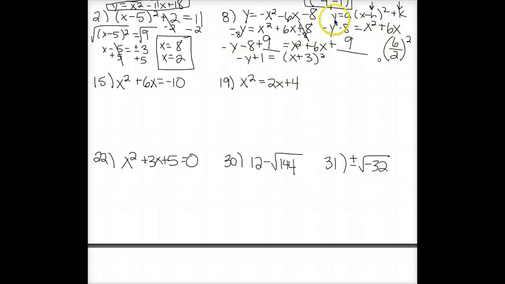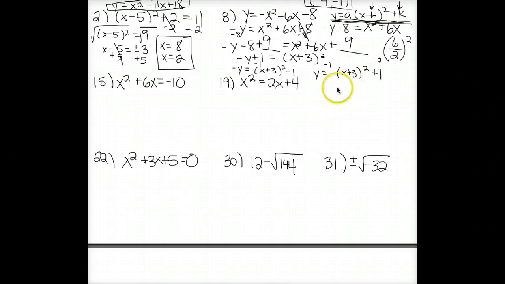Now, in order to get it in this form, I need y by itself. So I'm going to subtract 1, which gives me negative y equals (x plus 3) squared minus 1. And then y still isn't alone because right now it's got a negative 1 in front of it. So I need to divide everything by negative 1, which means I change all the signs again. And so I end up with y equals negative (x plus 3) squared plus 1.